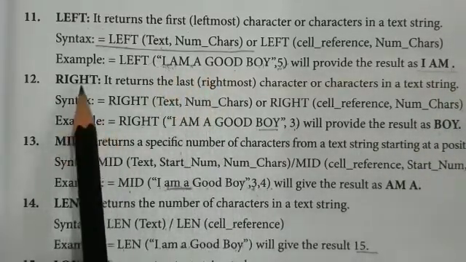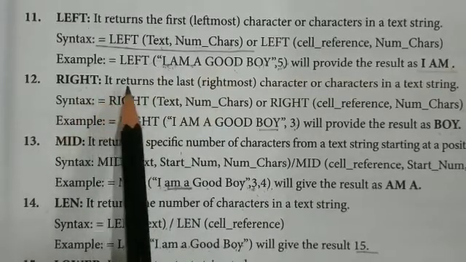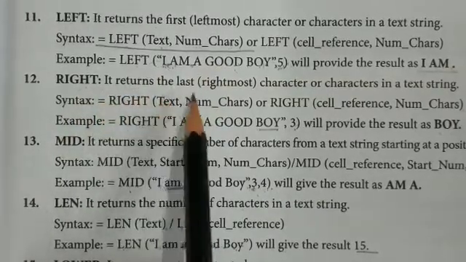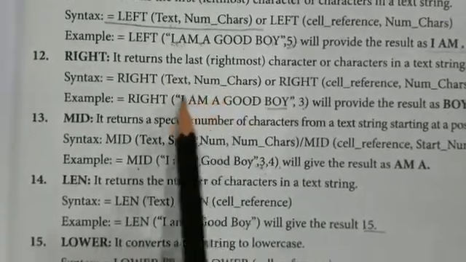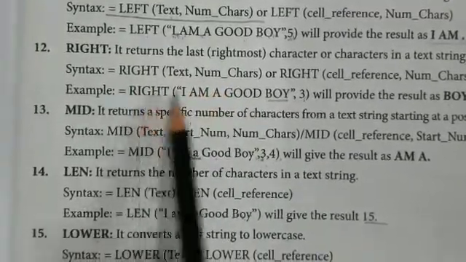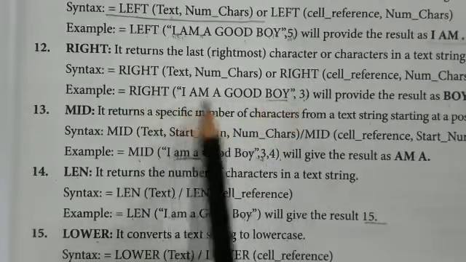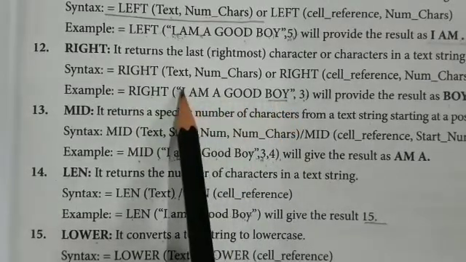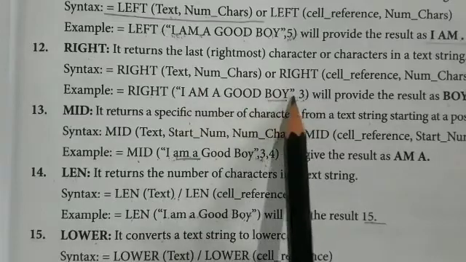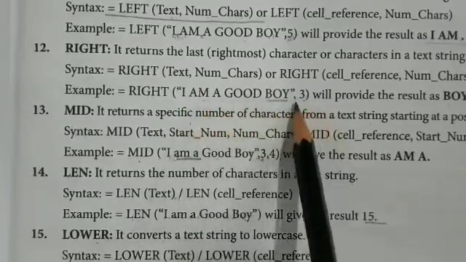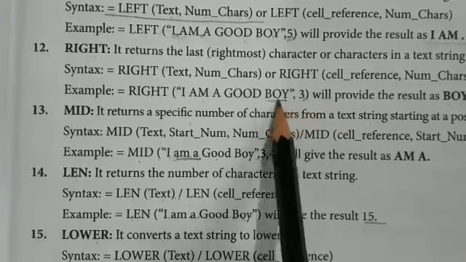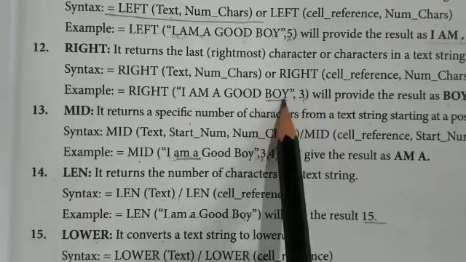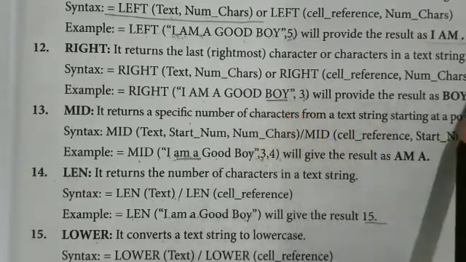Similar way, the RIGHT function returns the rightmost characters in the given string. For example, RIGHT, in the bracket, write the string. Strings are always enclosed with inverted commas, comma, the number of characters, that is 3. So from the right it will return the 3 characters, that is boy.